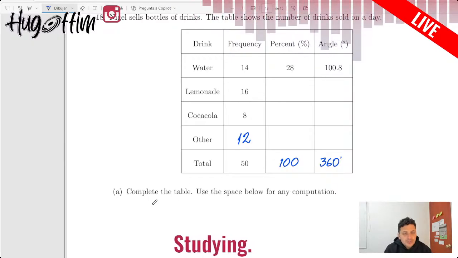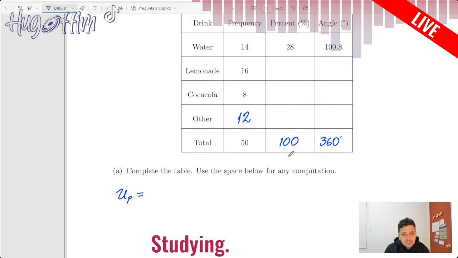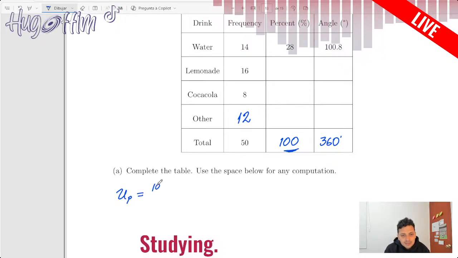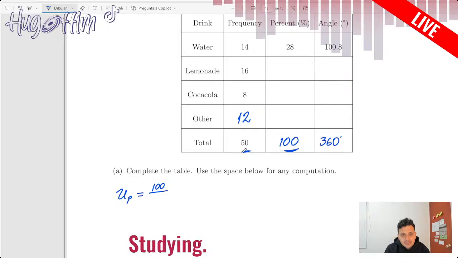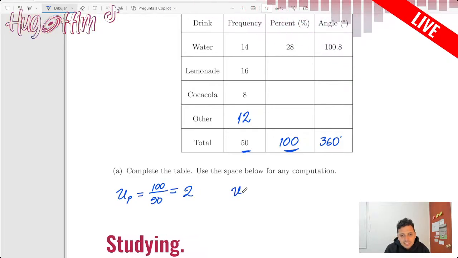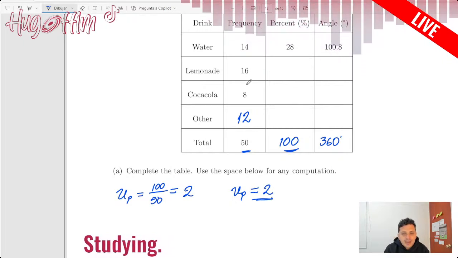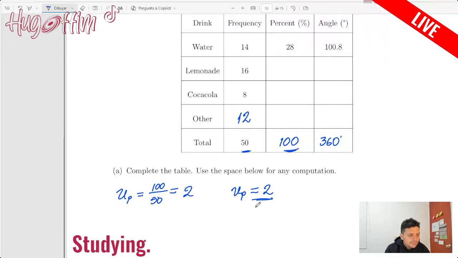So how to get the unitary percent? The unitary percent is just going to be the total percent, 100, divided by the total frequency, 50. This answer is going to be 2. This is the unitary percent. So it means that I need to multiply each value by 2 to get the answer.